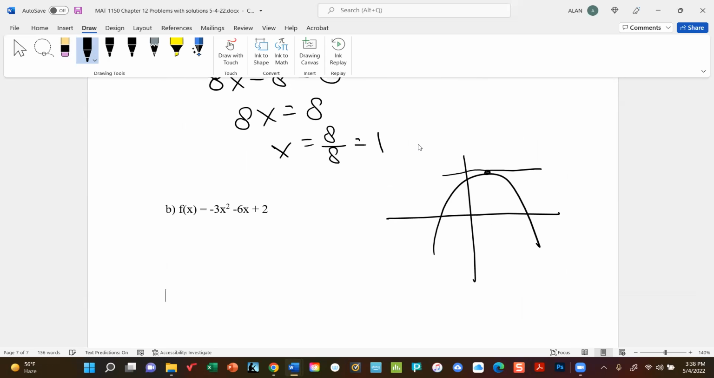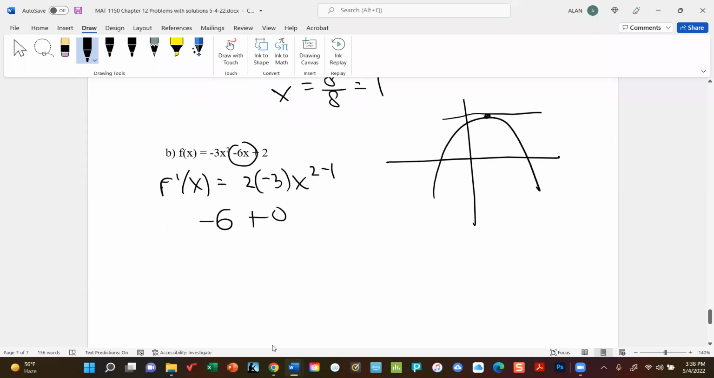So we'll do the same thing. We'll take the first derivative. 2 times negative 3, x to the 2 minus 1, minus, again, we have 6x, so the derivative is just negative 6. The constant is just 0. So the derivative ultimately ends up being negative 6x minus 6. So we're going to set that equal to 0.